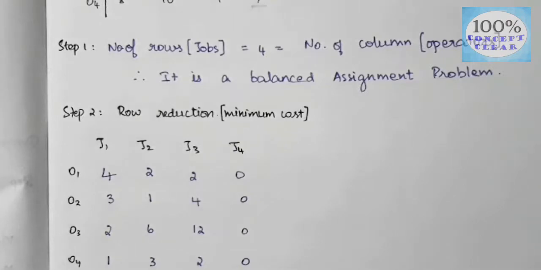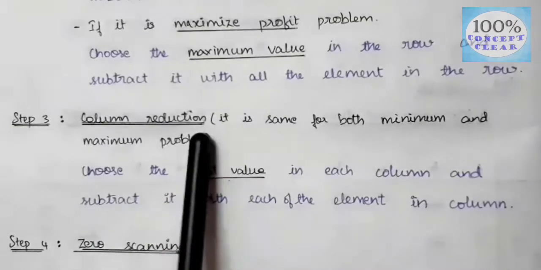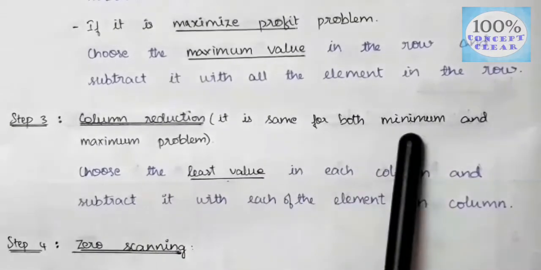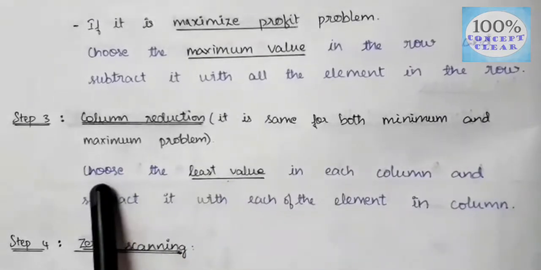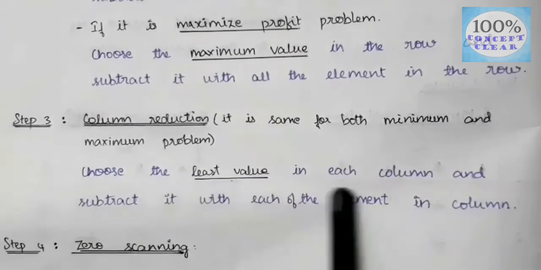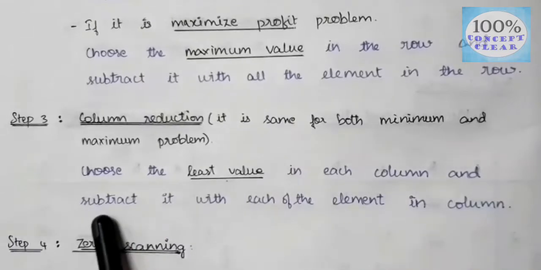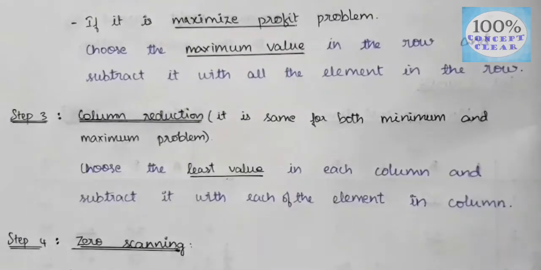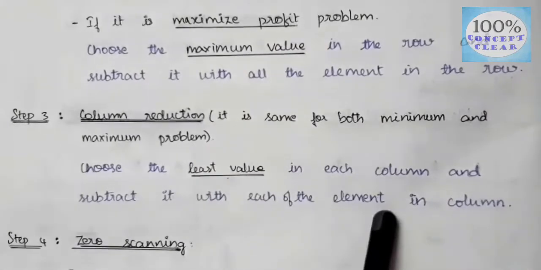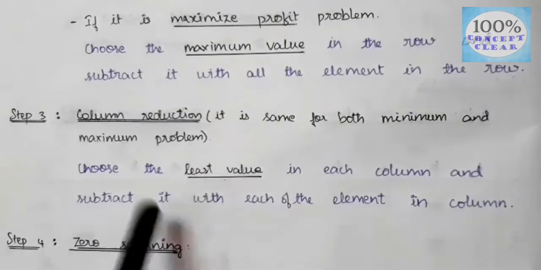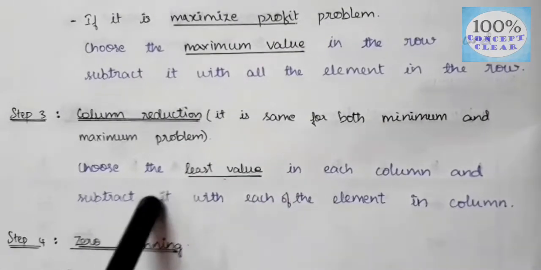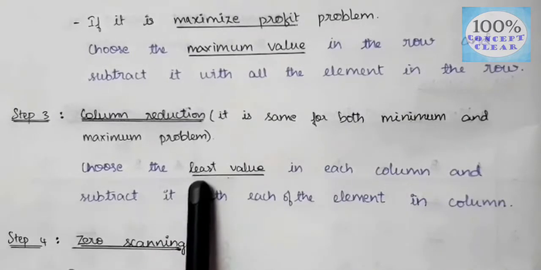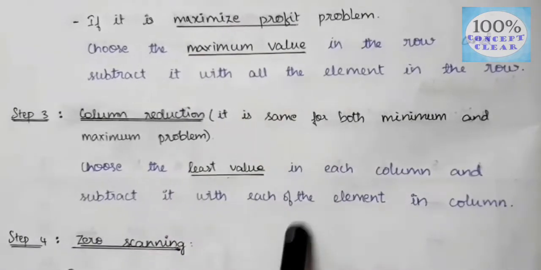Let's check what is step 3. Step 3, column reduction. It is same for both minimum and maximum problem. So that is, choose the least value in each column and subtract it with each of the element in column. That is, we have to choose the least value in each column and subtract it with balance element in the same column. So let us apply this in the problem.